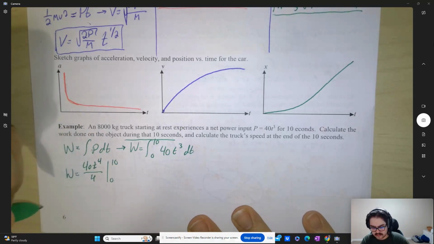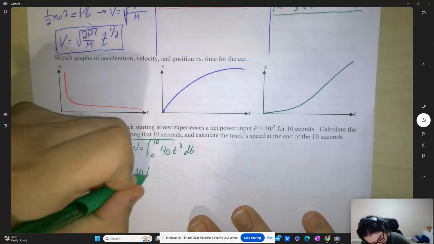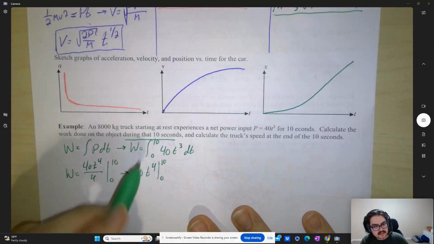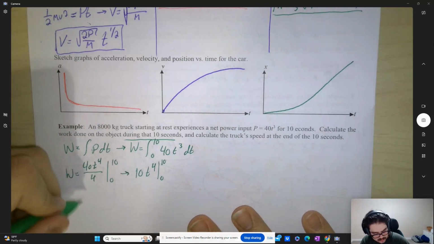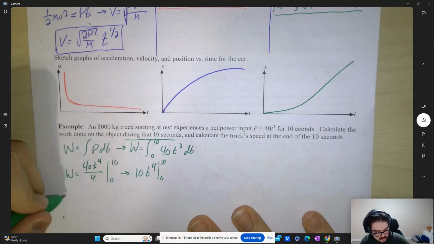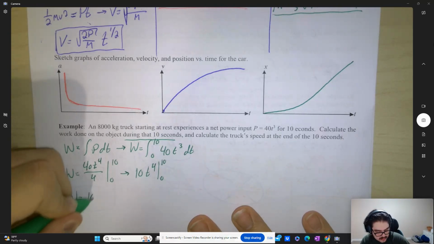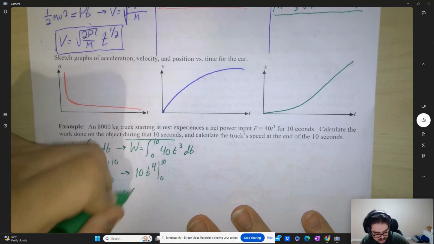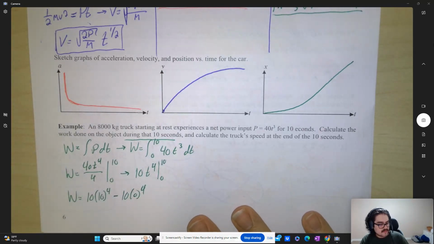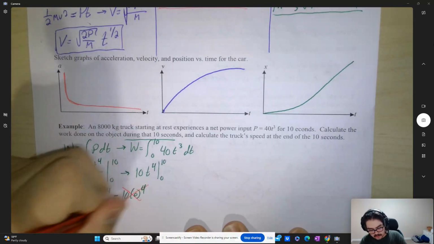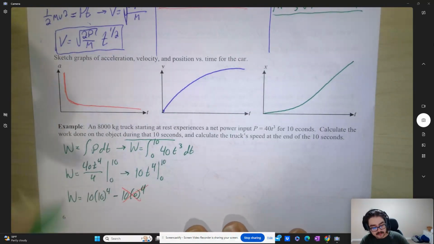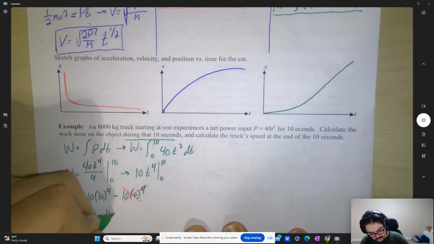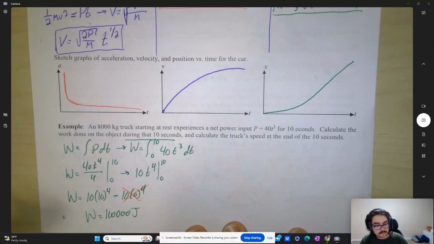This will become 10 t to the 4th. So let's write that, and then let's plug in our bounds. We end up getting that work is equal to 10 times 10 to the 4th minus 10 times 0 to the 4th. And by the way, that part right there is just going to be 0. You're going to see that this is a really large number. Your work should be equal to about 100,000 joules.